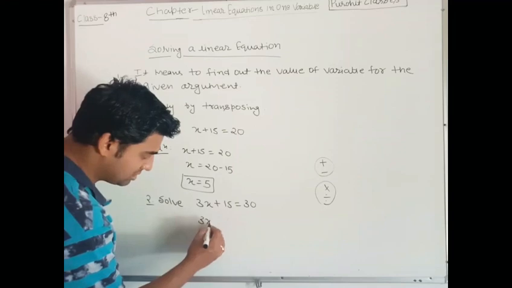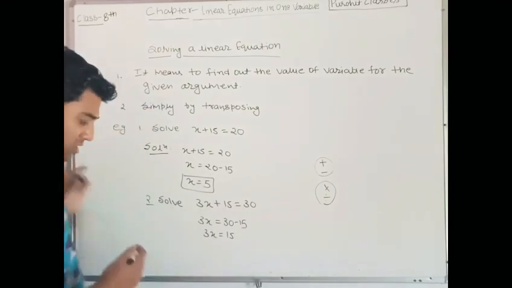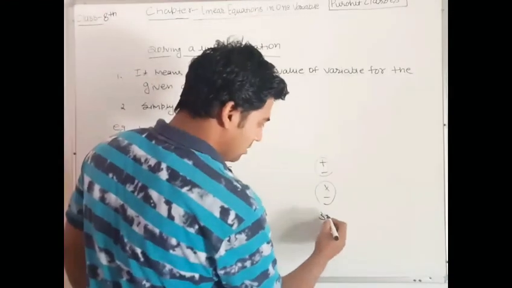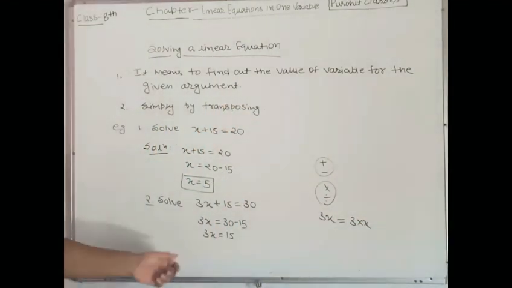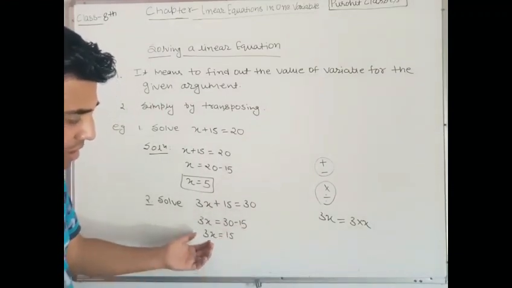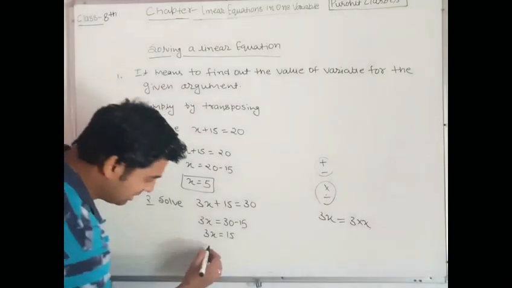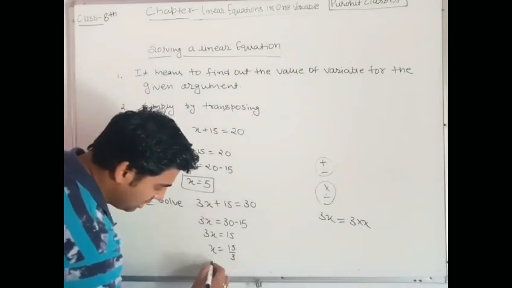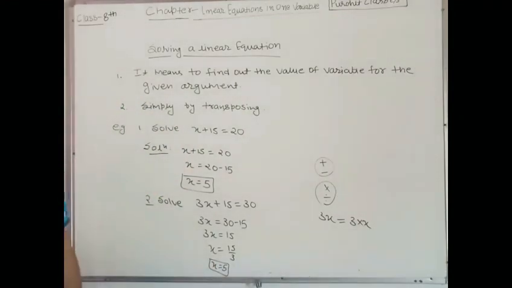So here it will be only 3x, this will be equal to 30 minus 15, then 3x will be equal to 15. Now I ask you, 3x means 3 into x. Understood? The sign of multiplication is invisible, you have to see it. So this 3 on the left hand side is under the operation of multiplication. If we transpose it to the right hand side, then it will be under the operation of division. So x will be equal to 15 divided by 3 and the answer will be 5. Understood? So this is the way to solve a given linear equation in one variable. Okay, pause the video and note it down.